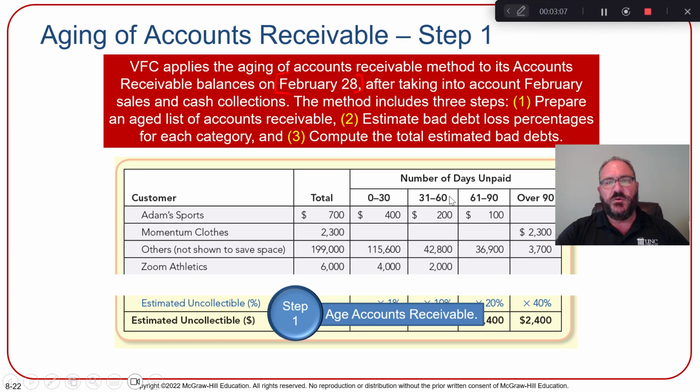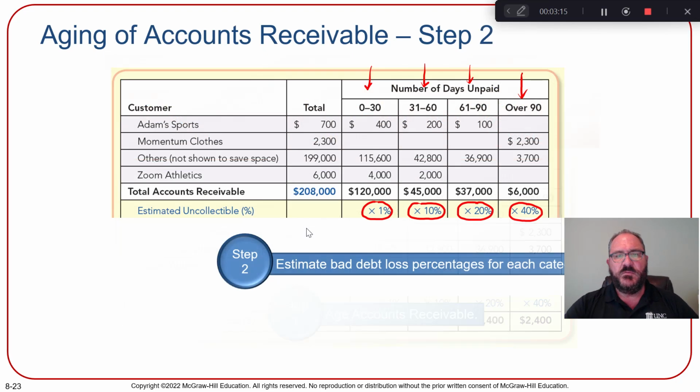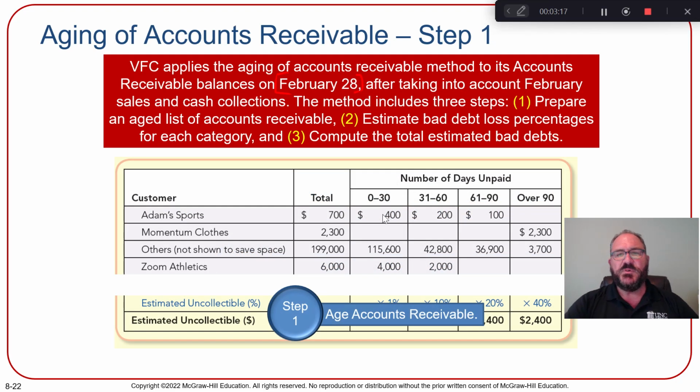All right, so here you go. So step one, what we're going to do. If you take a look, they have all of these customers right here, right? And there's 0 to 30 days, 31 to 60, 61 to 90, over 90, okay? They put a percentage in for each one, okay? So the first thing we do is we divide it by how old it is, okay? So we prepare the list.